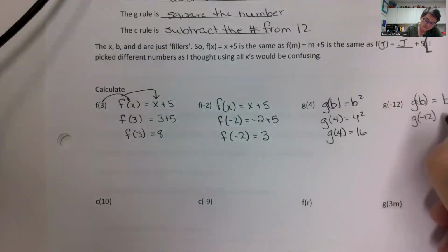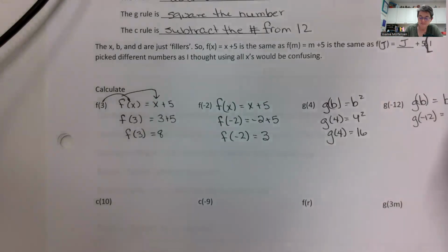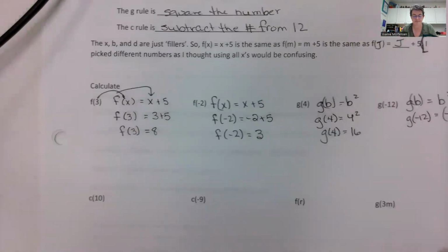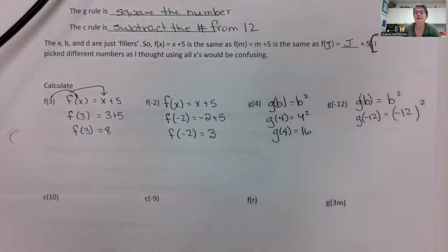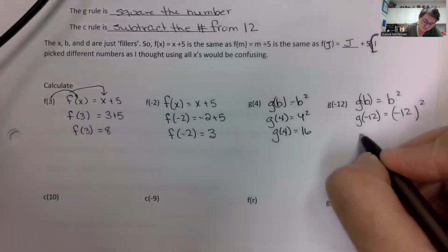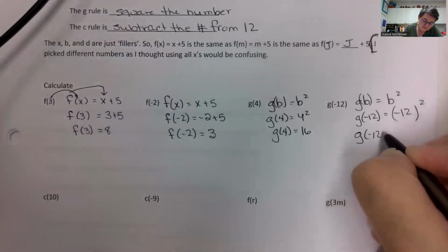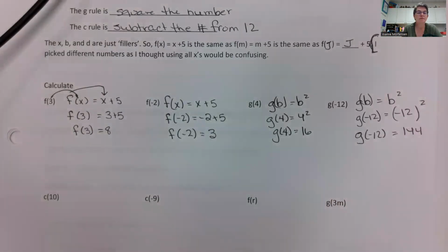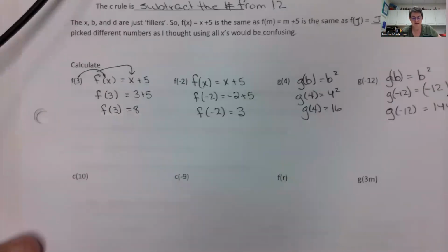Ooh, a negative. I think we can do that. So we're going to take that negative inside because it's what B is. So we're going to go negative 12. You could see negative 12 times negative 12 is 144. How'd you do so far? Ooh, all right, let's see about C.